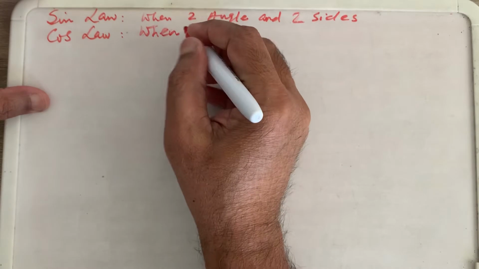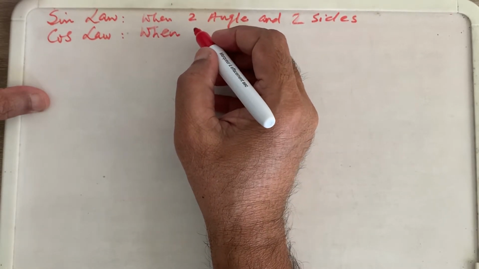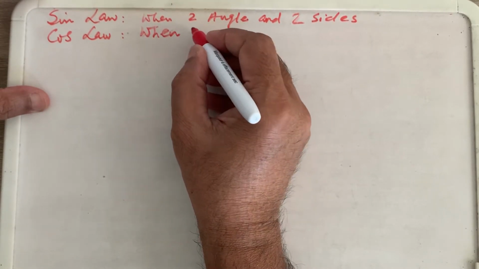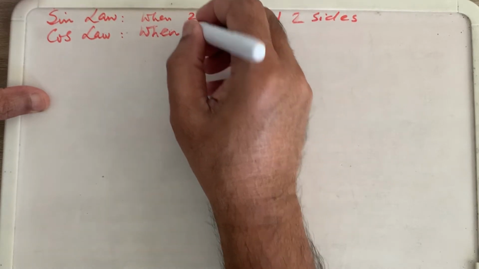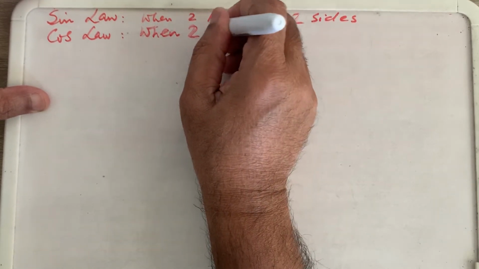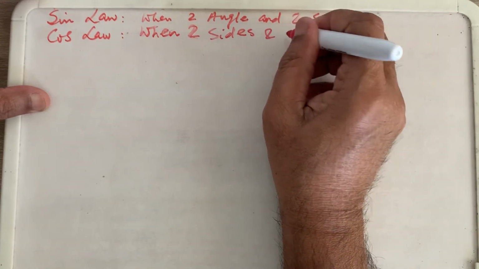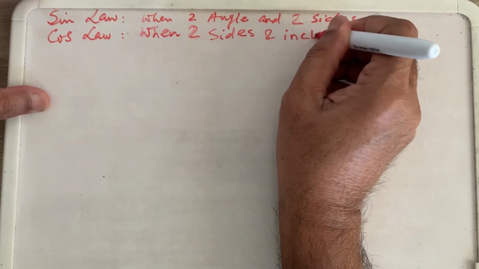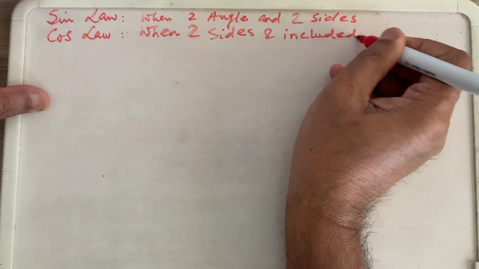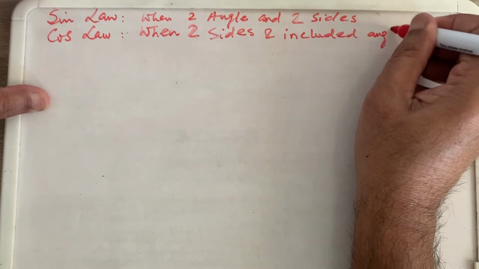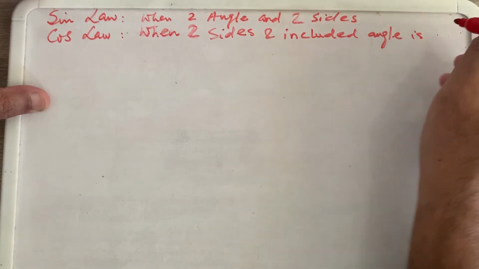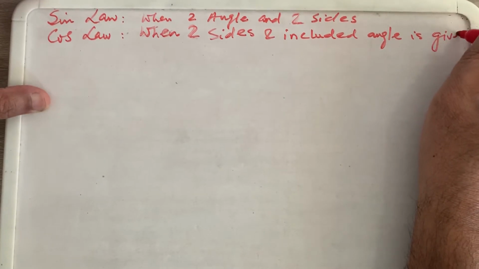And what that law tells us, we will deal with that formula in a minute. So when two sides and the included angle are given, we use cos law.